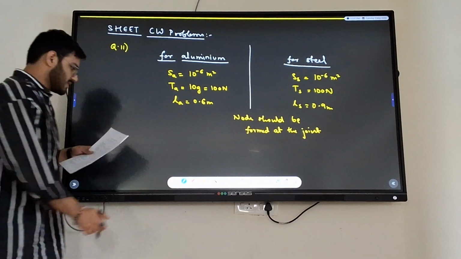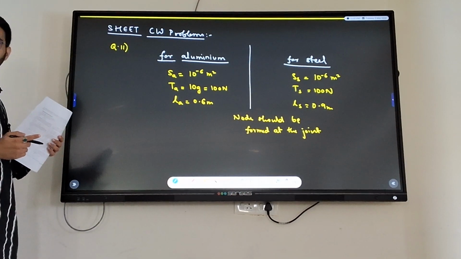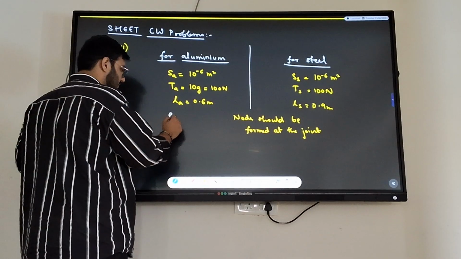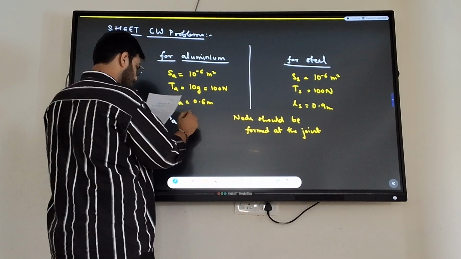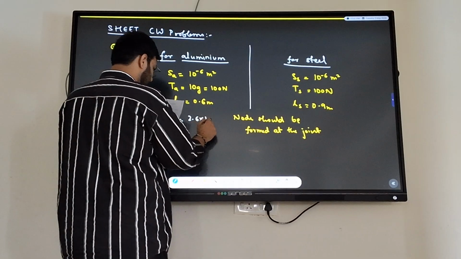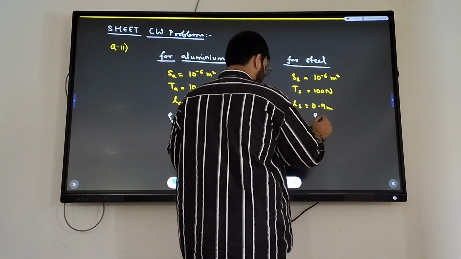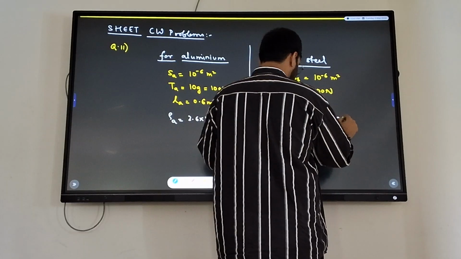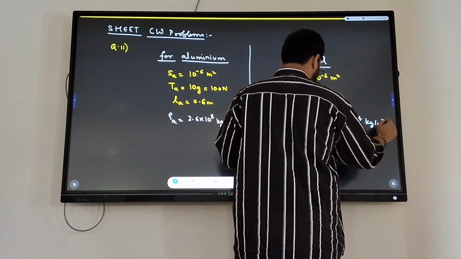Also, some more things are given. The density. Is this the rho or mu? Rho. That's rho. And what is rho given to be? 2.6 into 10 to the power 3 kilogram per meter cube. What about here? 1.04 10 to the power 4 kilogram per meter cube. Good.